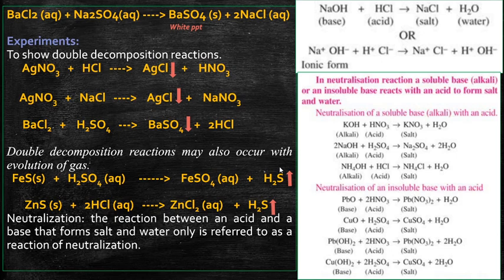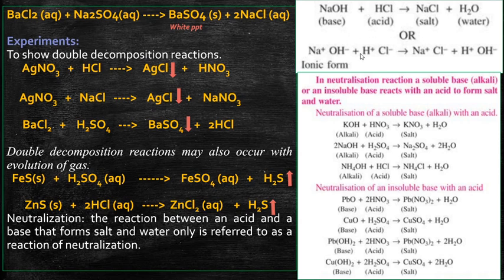This is also nothing but a type of precipitation reaction. The last type is the neutralization reaction, the reaction between an acid and a base. So one acid and one base react to form salt and water only. No other product will be formed. They are referred to as neutralization reactions. Example: sodium hydroxide is a base, HCl is an acid, and they react to form sodium chloride, a salt, and water.